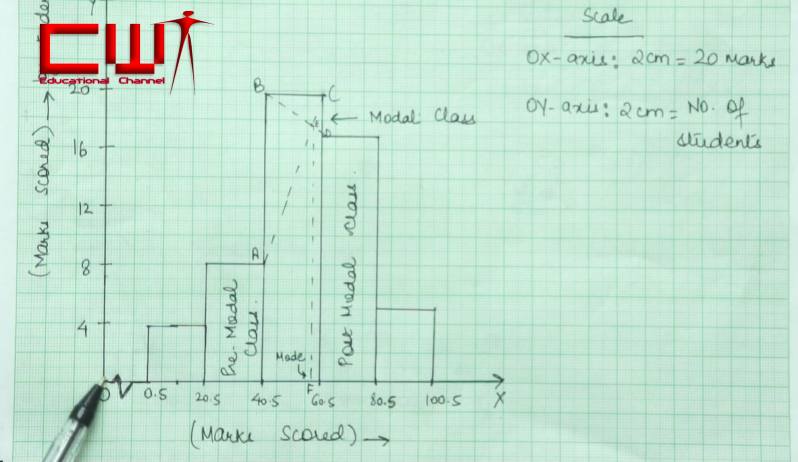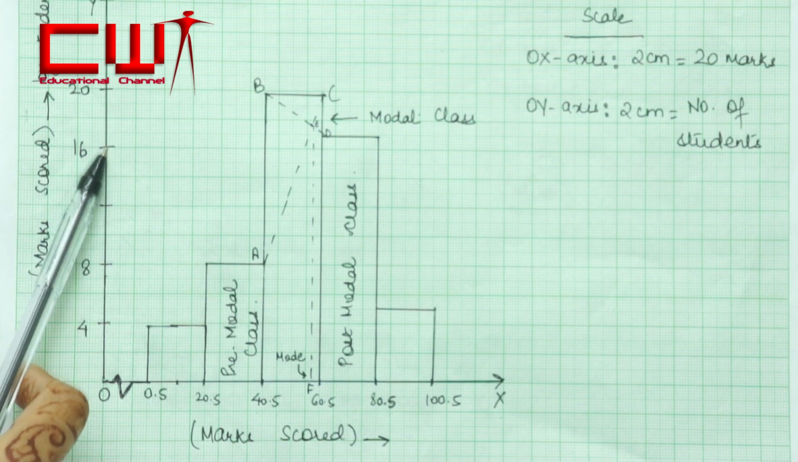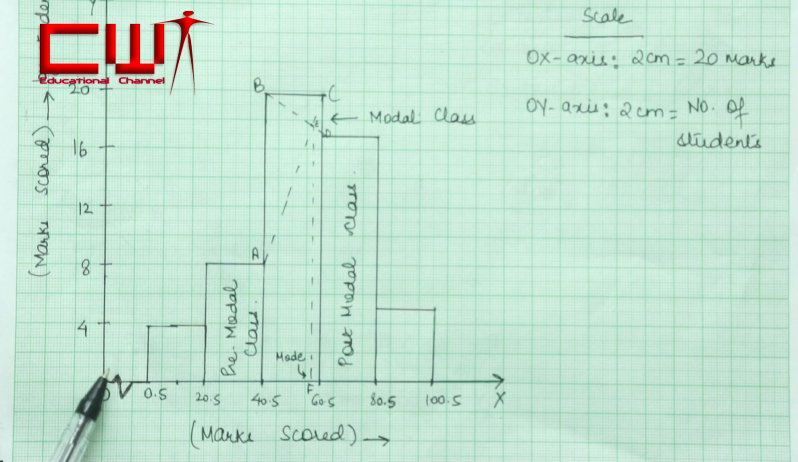Then you continue with the other figures given in the question. The number of students will be 0 to 4, 4 to 8, 12, 16, 20. So we have taken a difference of 4: 0 to 4 is 4, 4 to 8 is 4, then 12, 16, and 20. Draw the histogram from 0.5 to 20.5, then from 20.5 to 40.5, 40.5 to 60.5, 60.5 to 80.5, and 80.5 to 100.5.